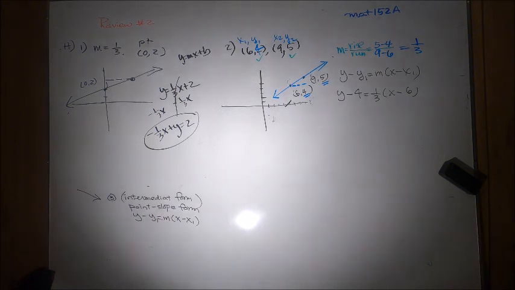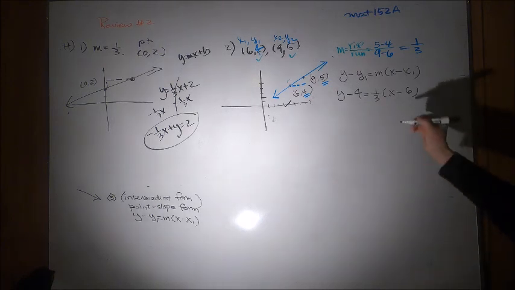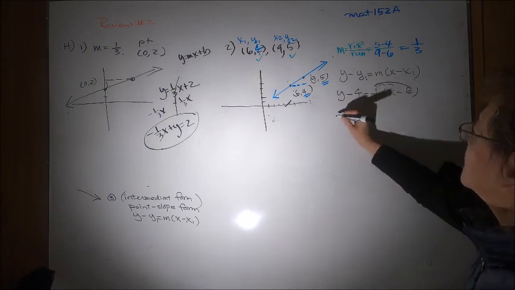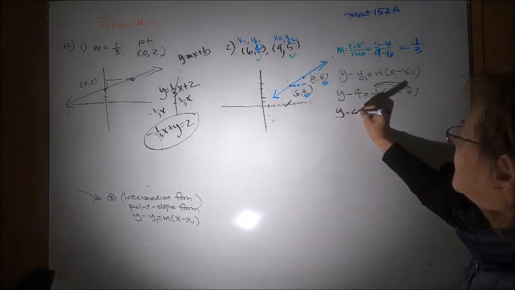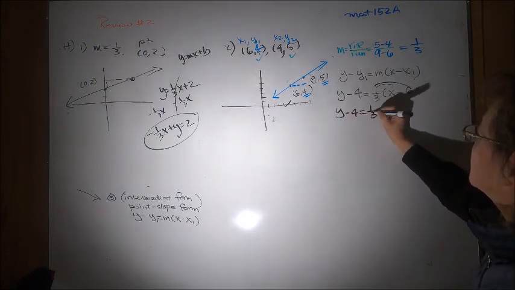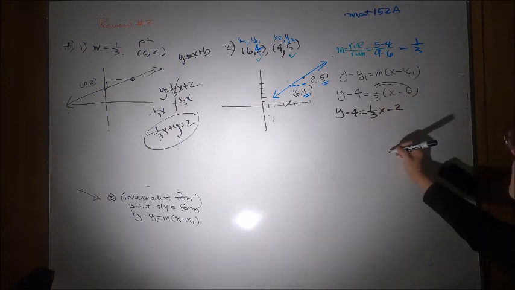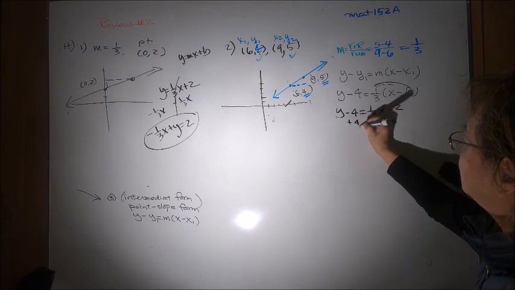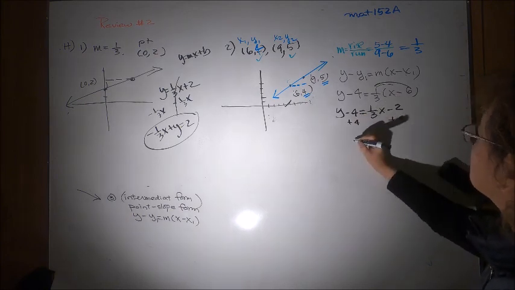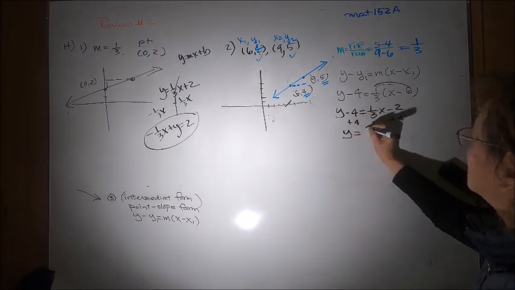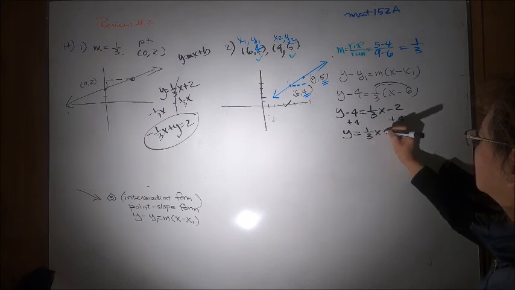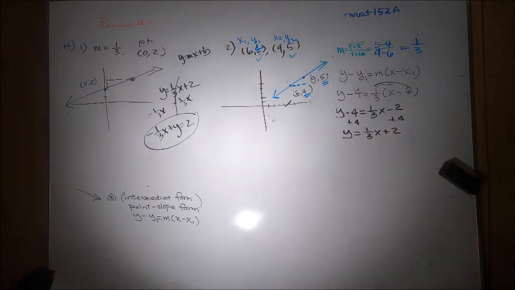Okay, then what? We want to write the answer in standard form. So you distribute. So y minus 4 is what? 1/3 x, 1/3 times 6 is 2, right? Then we will add 4. So y equals what? 1/3 x plus 2. Is that right?